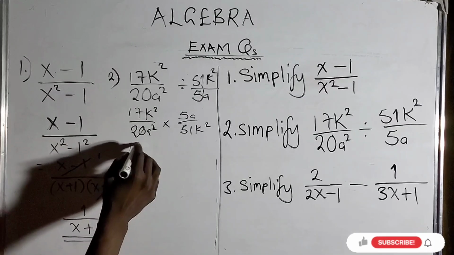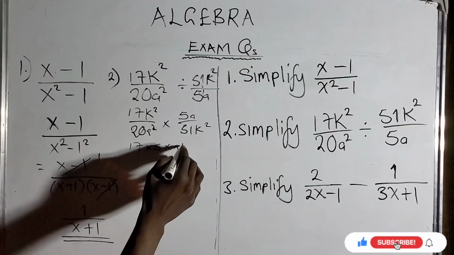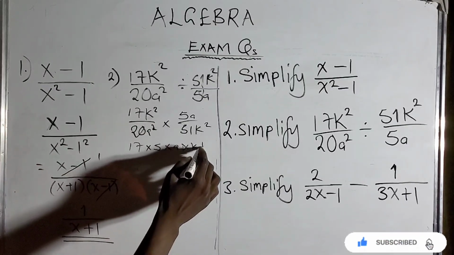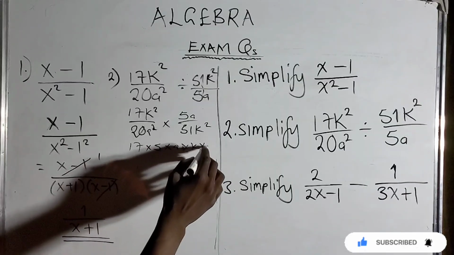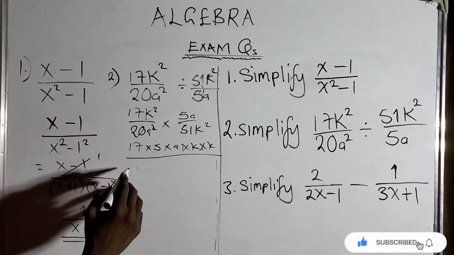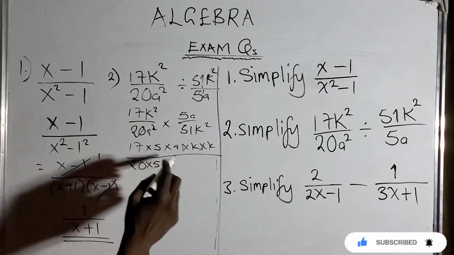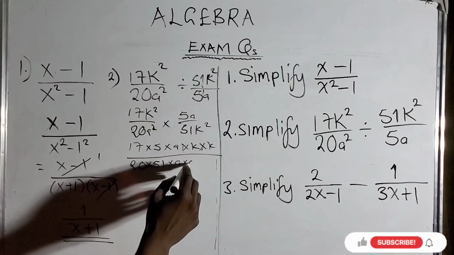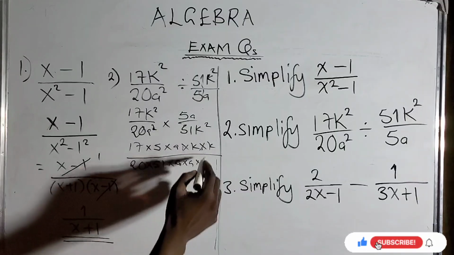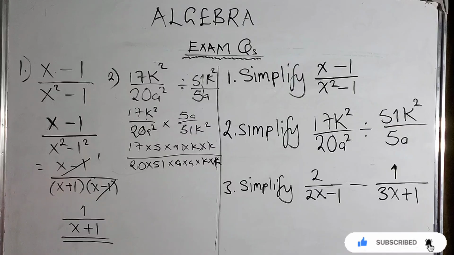So let's group numbers together. 17 times 5 there, multiplied by, let's start with a, then multiply by k. We have 2 k's, right? So we can just say k times k over. Then when you look at this nicely, you are going to notice that we have 2 numbers here on the denominator. We have 20 and 51. So 20 multiplied by 51 multiplied by, do we have a? Yes, we have a times a, it is a squared times k times k. So you can now start simplifying here.